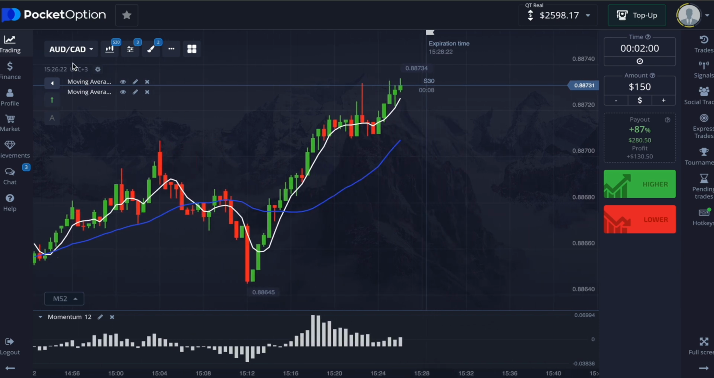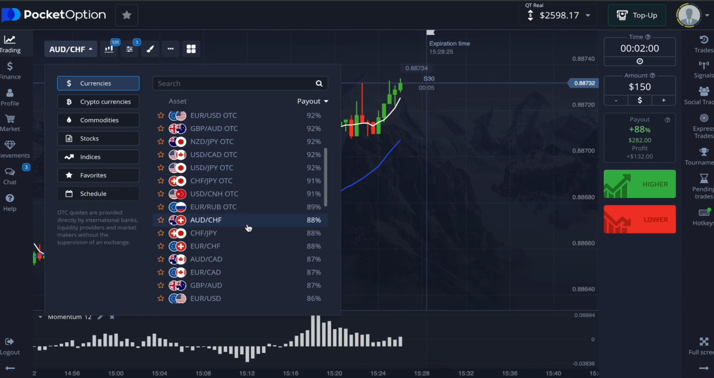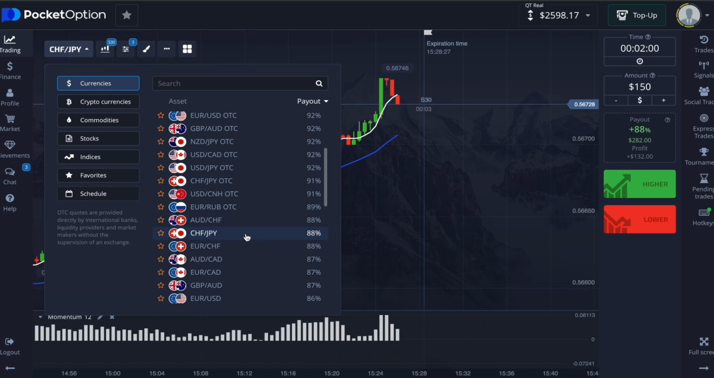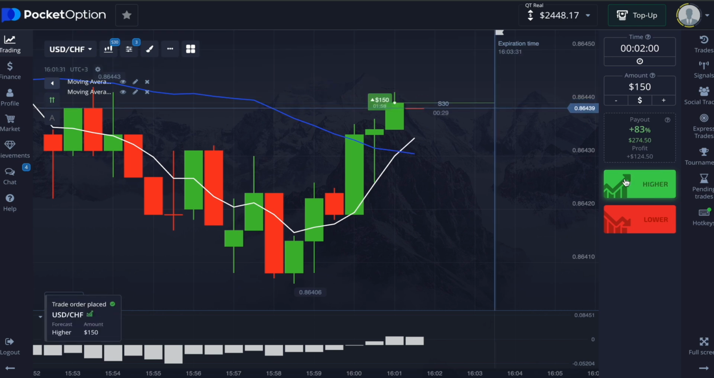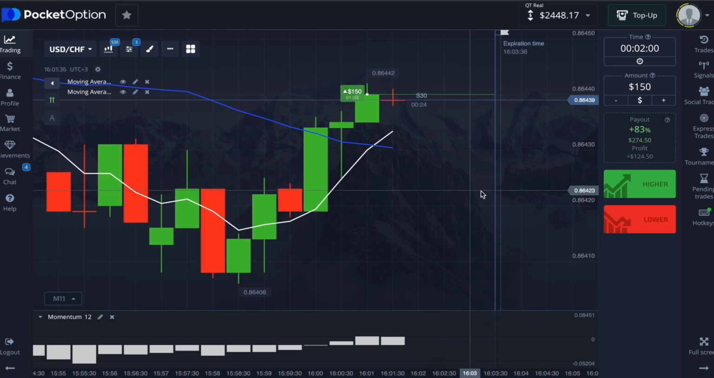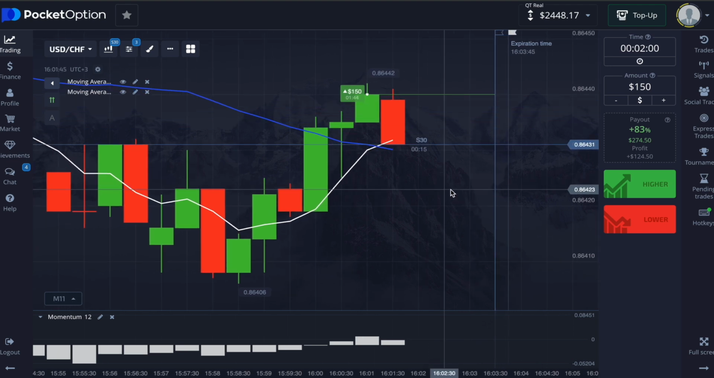Now it's just a matter of finding a suitable currency pair and demonstrating how this strategy works in practice. The price suddenly starts to rise, and at this moment I opened a trade for an increase with an amount of $150 for 2 minutes. While the trade is processing, let's consider why I opened the trade at this specific moment.